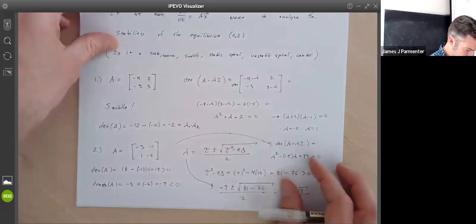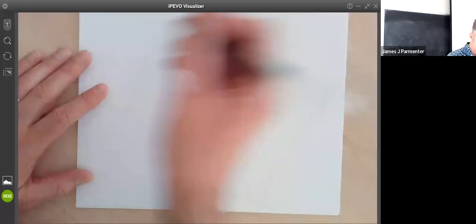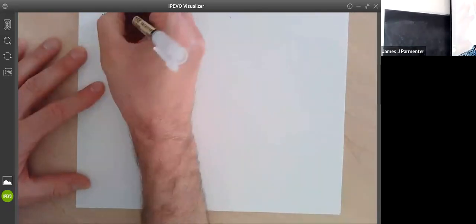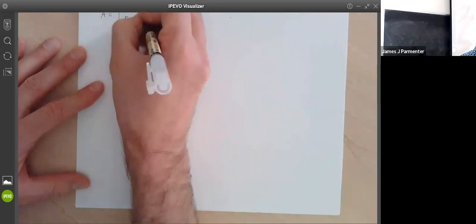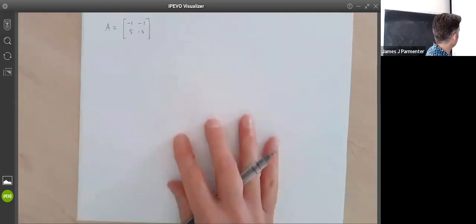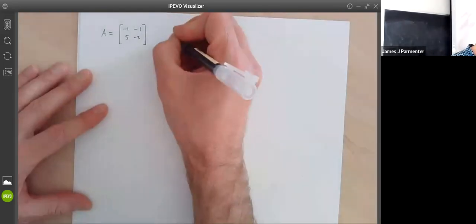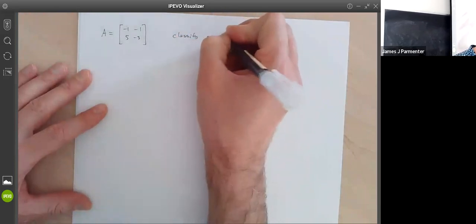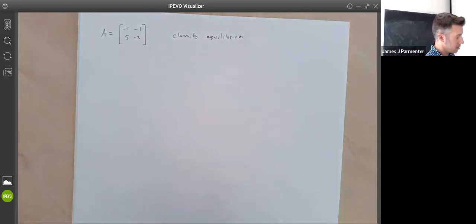So first of all, let's say we have this matrix again. Actually, let's ask the same question we were just asking. Here's our matrix: -1, -1, 5, -3. And I want to classify the equilibrium. Sorry, I keep saying solution. And we're going to do all the other things as well. So we might as well find the eigenvalues in the usual way.